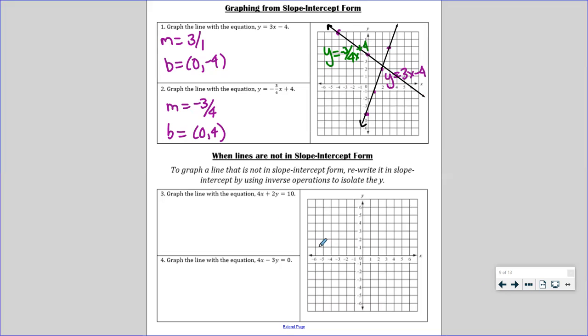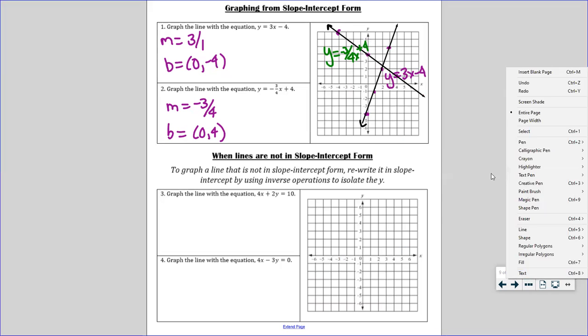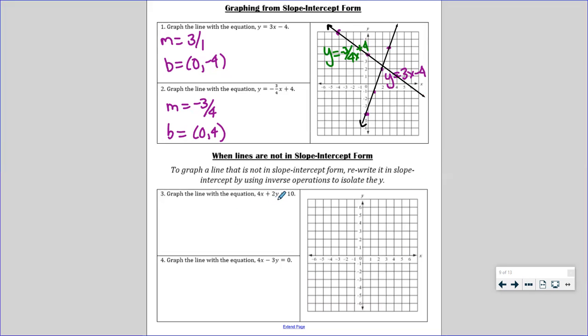All right, so now it says when lines are not in slope-intercept form. Before you graph, you need to have that y equals mx plus b format. And in order to do that, basically, it's like you're solving for y. So I'm going to put 4x plus 2y equals 10. You subtract 4x on both sides, so you got 2y equals negative 4x plus 10, and then you divide by 2 because you need y to stand alone. And then you got y equals 5 minus 2x. Basically, I divided 2 into each of the terms, and that's what I got.